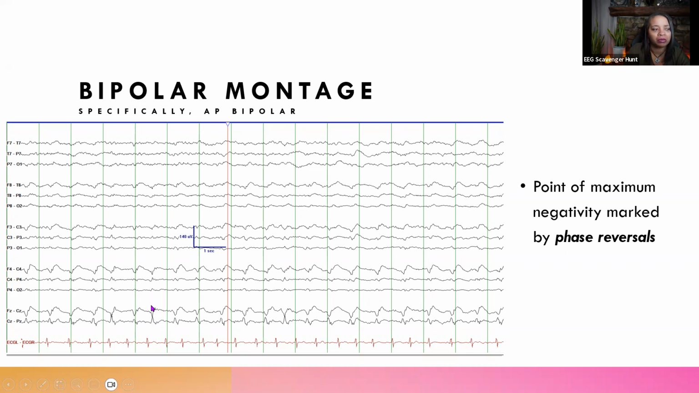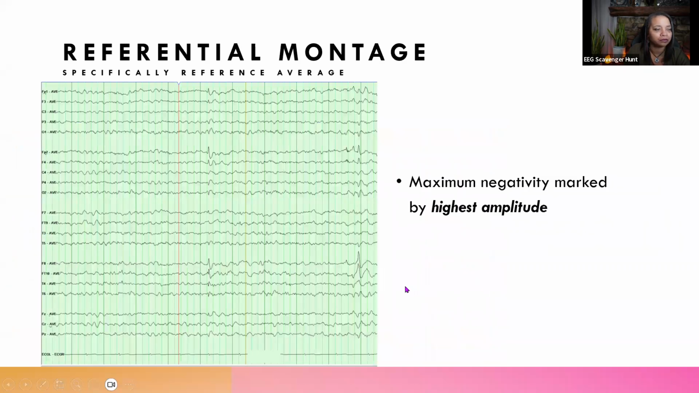It's a bipolar montage. So this is the activity that gets you excited. This is where the activity is most negative. So if you look at this referential montage, specifically a reference average montage, you've got your left parasagittal leads compared to an average of all of the electrodes. So reference average, where you compare one electrode, input 1, to an average of all of the electrodes.